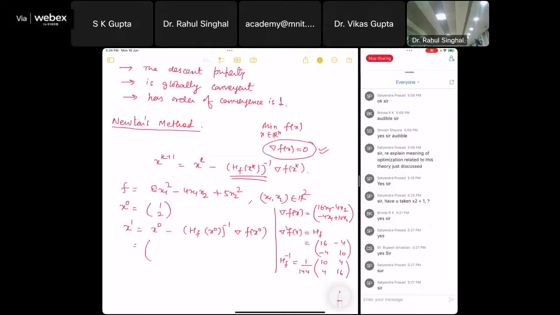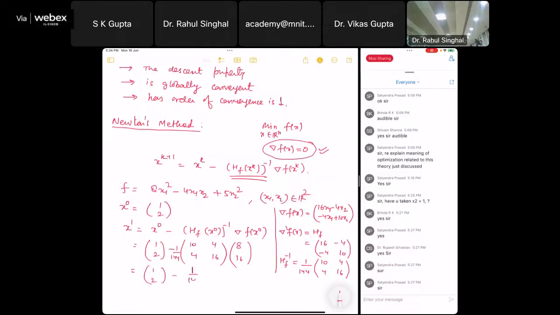So what is your x0? X0 is (1, 2) minus the Hessian matrix inverse, which is 1 upon 144 times the matrix 10, 4, 4, 16, into the gradient of f at (1, 2). You can put 1 comma 2 here. So it is 16 minus 8 is 8, and the second is 20 minus 4, which is 16. So you can simplify, and let us see quickly what you will get.